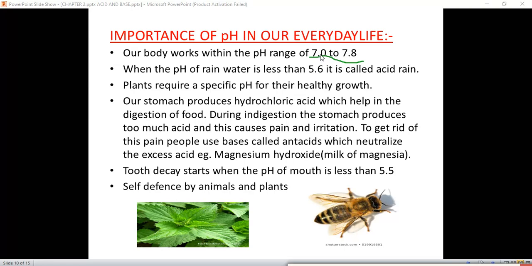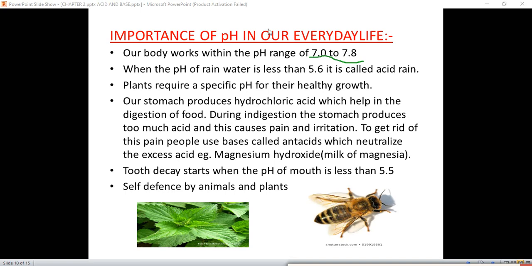Next point is, plants require a specific pH for their healthy growth. The soil in which the plant is grown should also have the correct pH so that the plant can grow well. If the pH is very high or very low, then the plant will not grow properly.